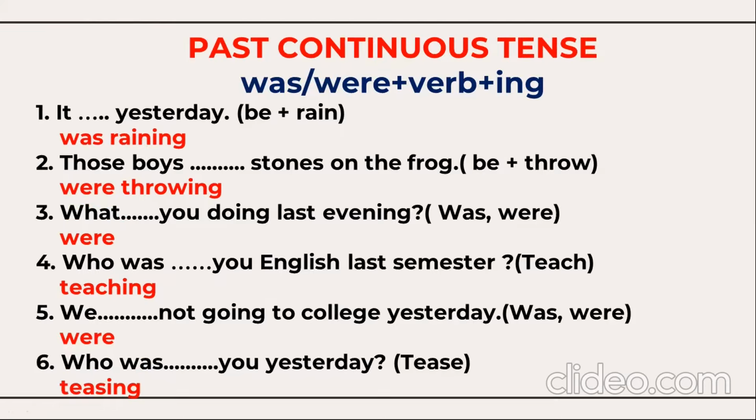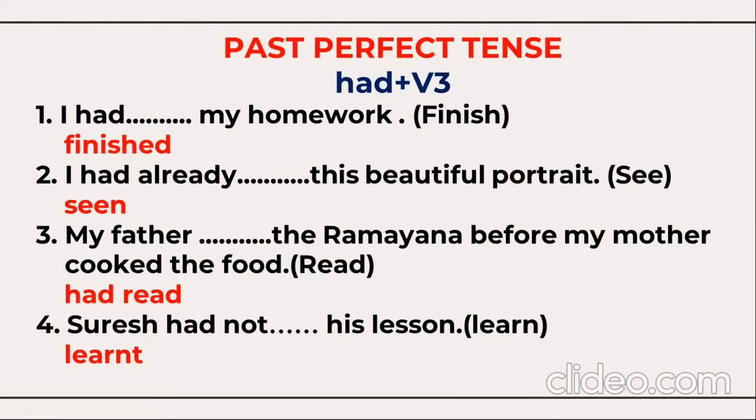So the past continuous tense or the past progressive tense means to say to express an action which was in progress at the point of time in the past. Means to say I was working in my garden at 10 a.m. this morning. So that is a past. Now past perfect tense. Past perfect tense means to say which happened in the past.